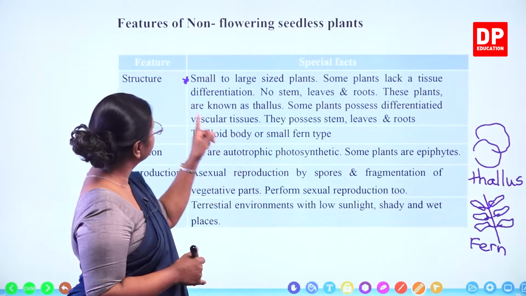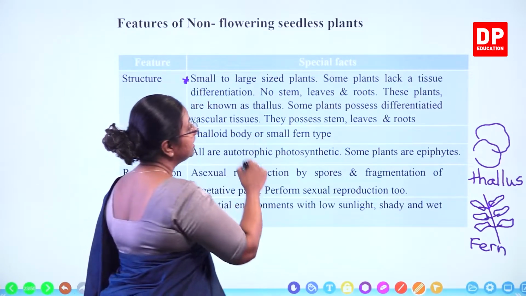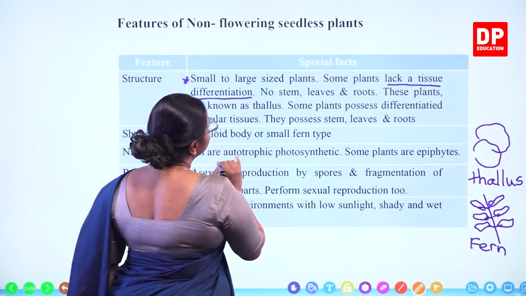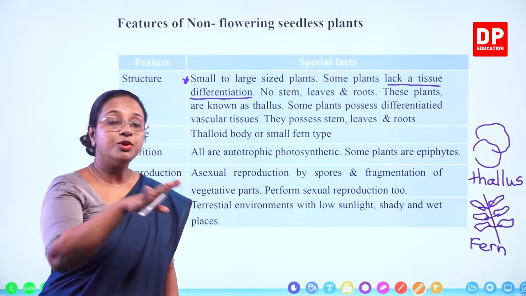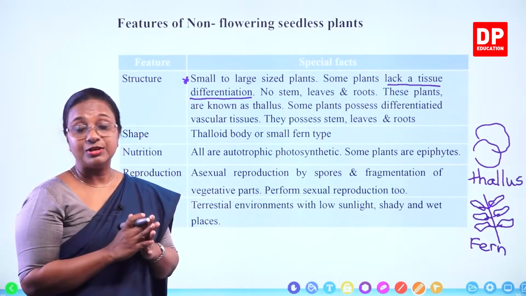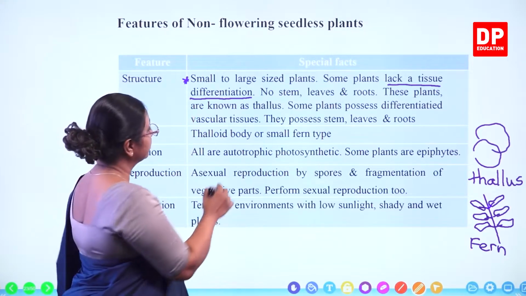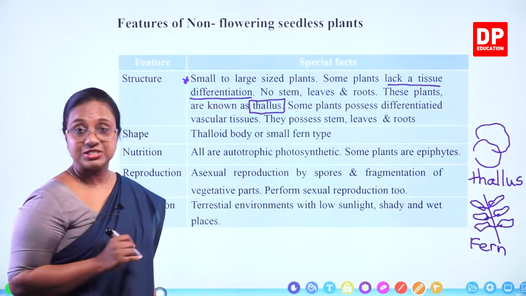Some plants lack tissue differentiation. That is the thallus structure. They lack tissue differentiation, so that means there is no stem, leaves or roots. The whole plant is like one particular structure, no tissue differentiation. These plants are known as thallus. So that is important. That is the thallus structure.